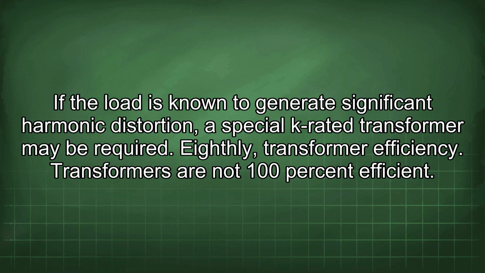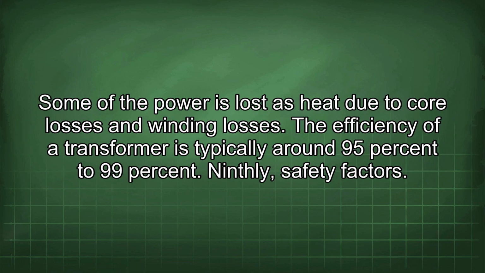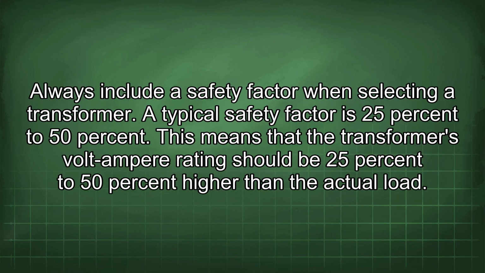Eighthly, transformer efficiency. Transformers are not 100% efficient. Some of the power is lost as heat due to core losses and winding losses. The efficiency of a transformer is typically around 95% to 99%. Ninthly, safety factors. Always include a safety factor when selecting a transformer. A typical safety factor is 25% to 50%. This means that the transformer's volt-ampere rating should be 25% to 50% higher than the actual load.